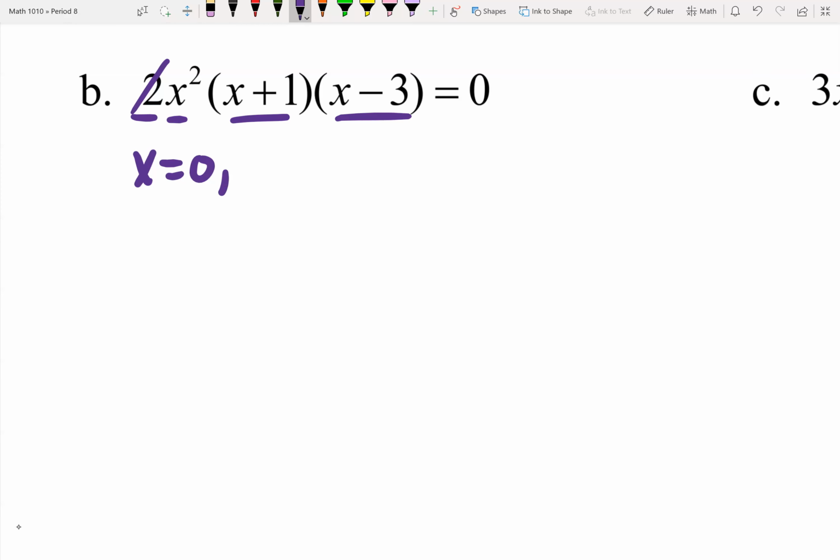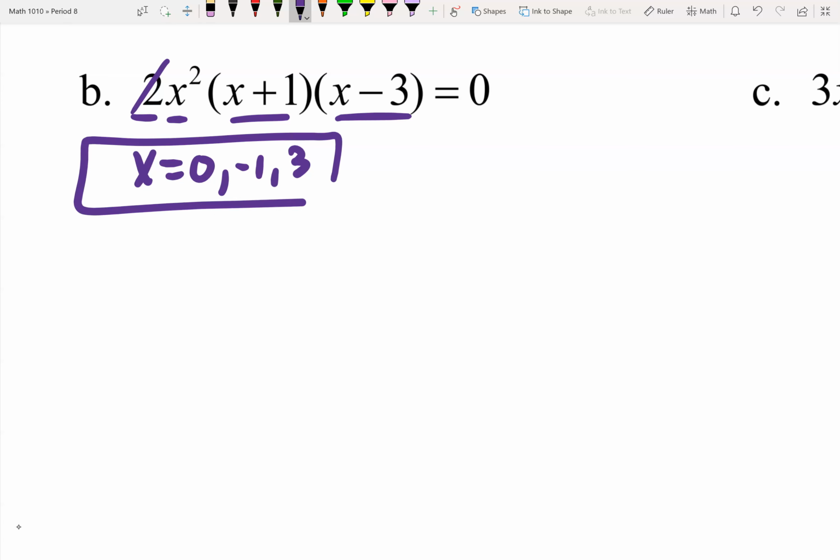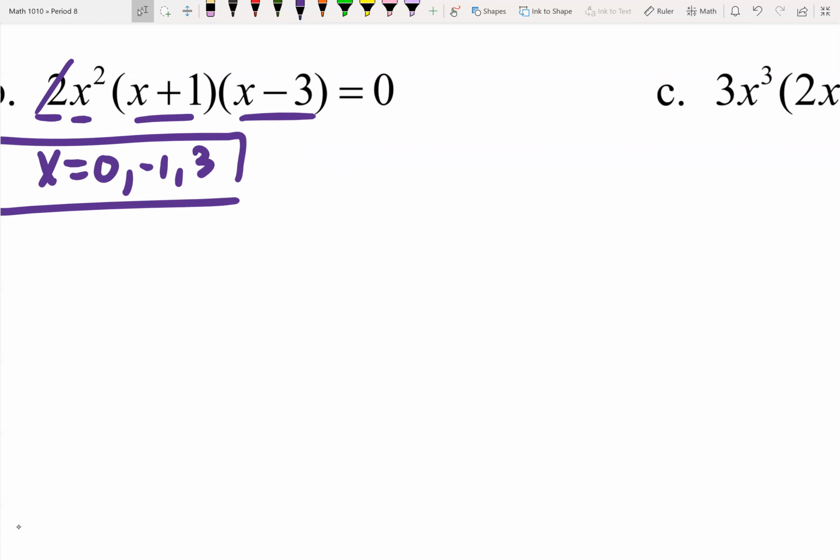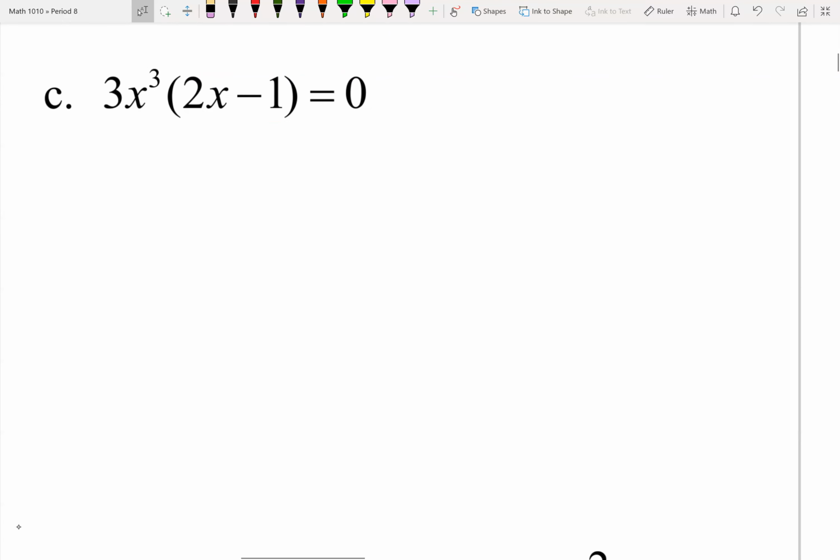Shout out what the factor x plus 1 gives me. What solution does that give me? You pull it over, it becomes a negative, so -1, right? Talk to me about the x minus 3. Positive 3, done. That's it. Okay, next one. How many things am I multiplying together? 3. 1, 2, 3.